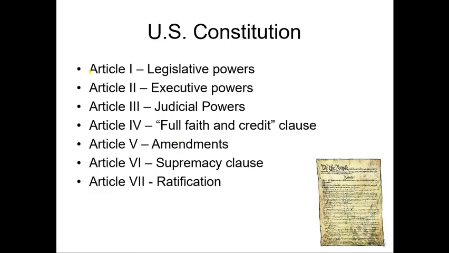The first three articles are the ones that outline the powers for the three major branches of government: legislative powers, which is the responsibility of Congress; executive powers, which is the president's branch; and judicial powers, which are headed by the Supreme Court. Article 4 is the unity article, which puts all the states together in recognizing other states' records and documents, as well as their privileges and their immunities.